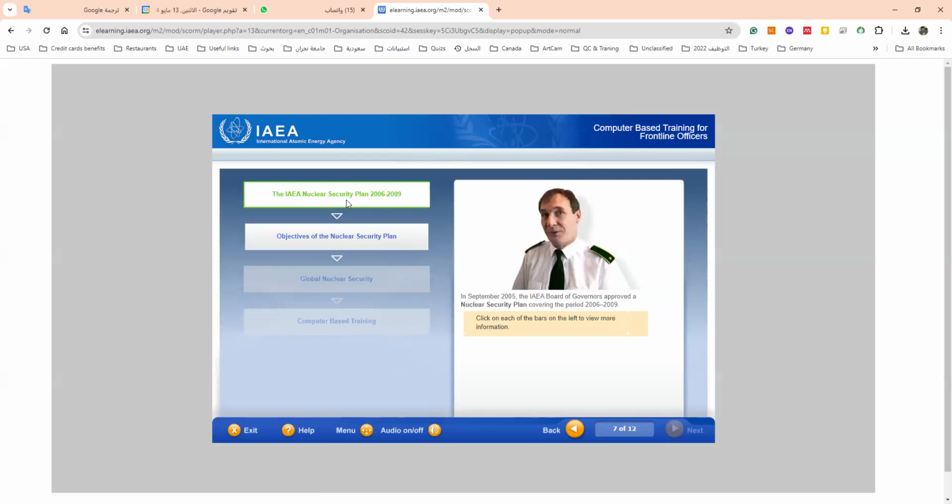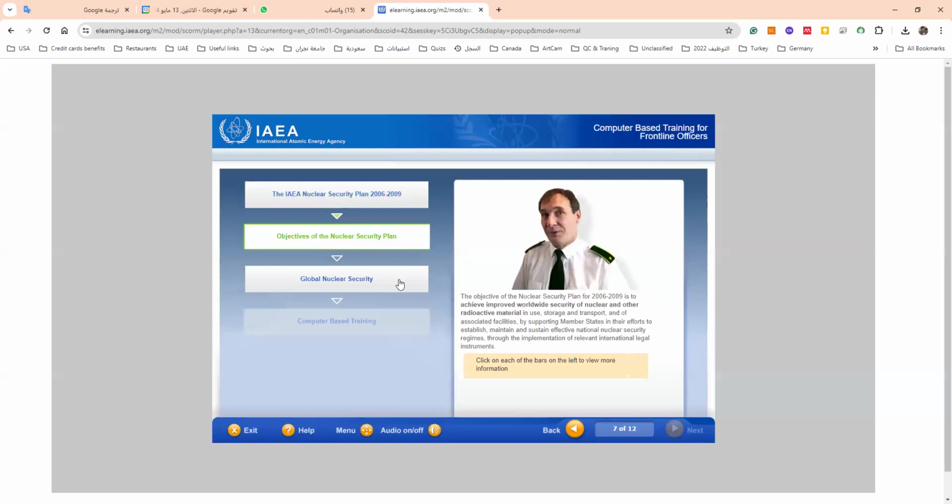Okay. And the IAEA Nuclear Security Plan 2006 to 2009. In September 2005, the IAEA Board of Governors approved the nuclear security plan covering a period from 2006 up to 2009. The objective of the nuclear security plan is to achieve improved worldwide security of nuclear and other radioactive material in use, storage and transport, and of associated facilities, by supporting member states in their efforts to establish, maintain and sustain effective national nuclear security regimes through the implementation of relevant international legal instruments.